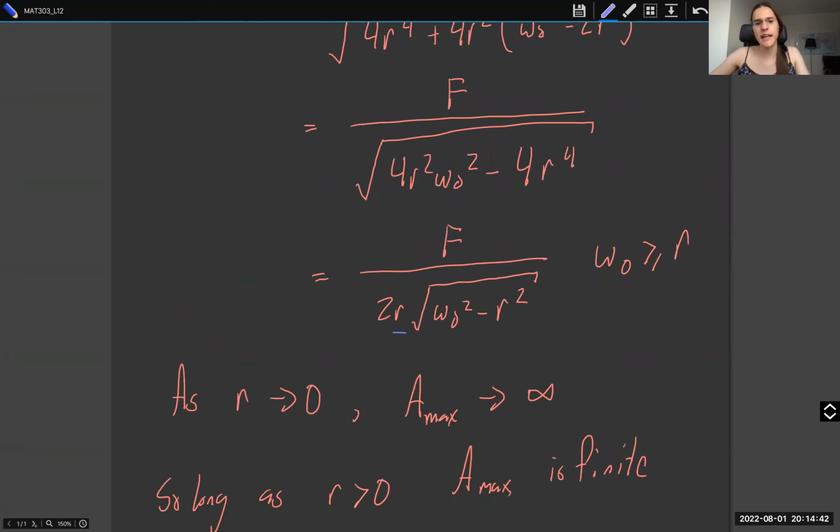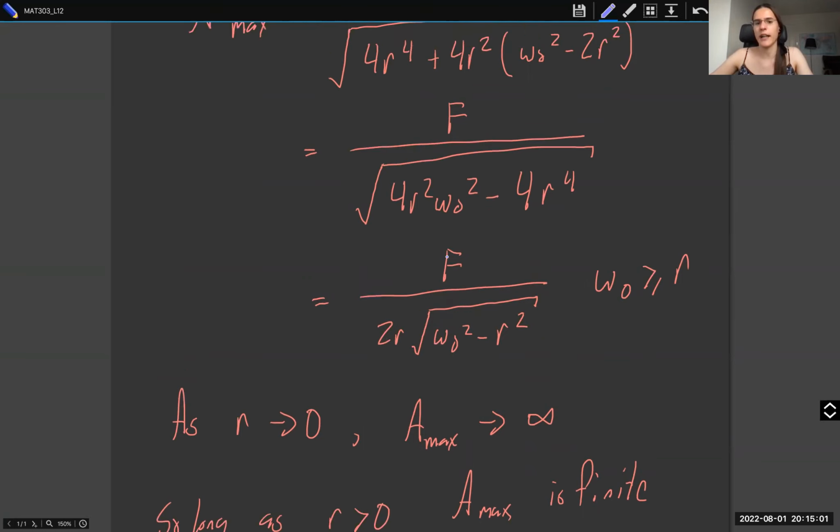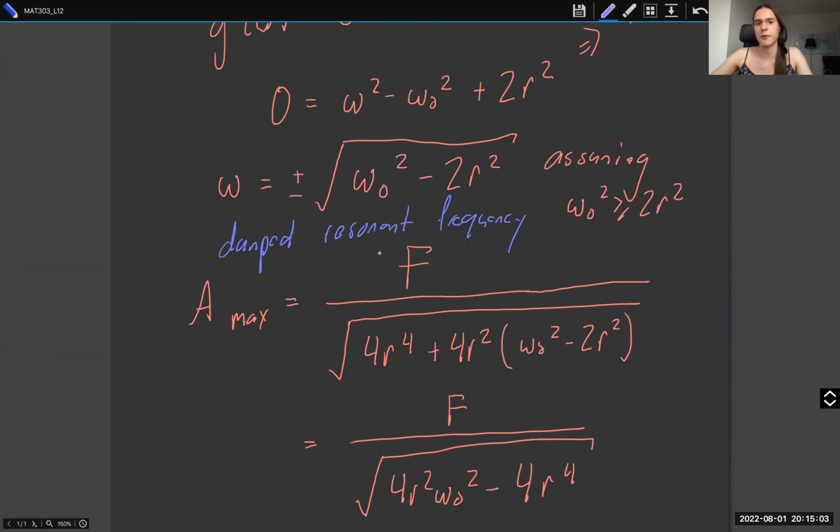But then you can see that you're still in danger, because if the damping function is small, then A max is going to be very big. So if R is pretty small, then the bridge will still collapse because this will still get very big. But if R is big enough, then you can guarantee that the bridge won't collapse if you're at the damped resonant frequency.